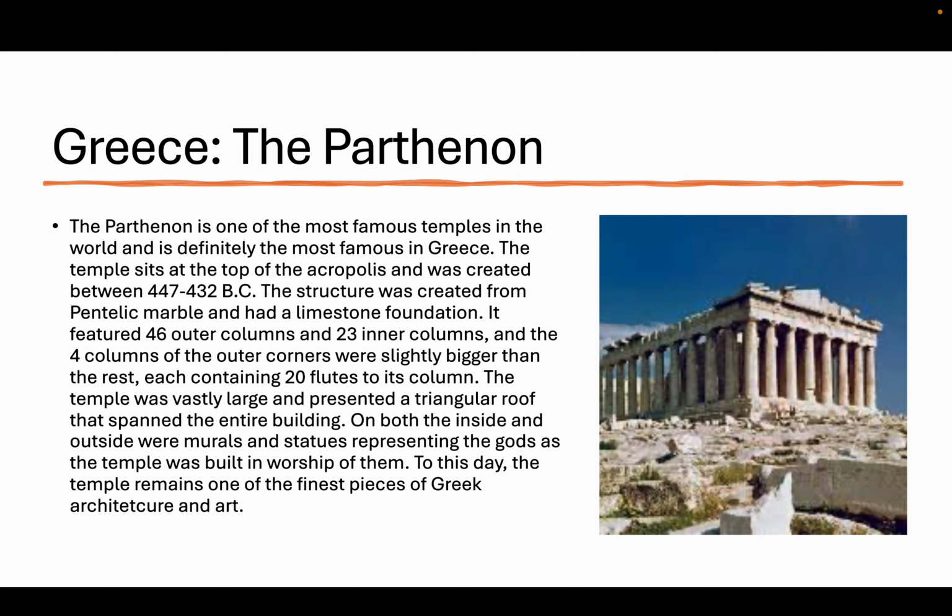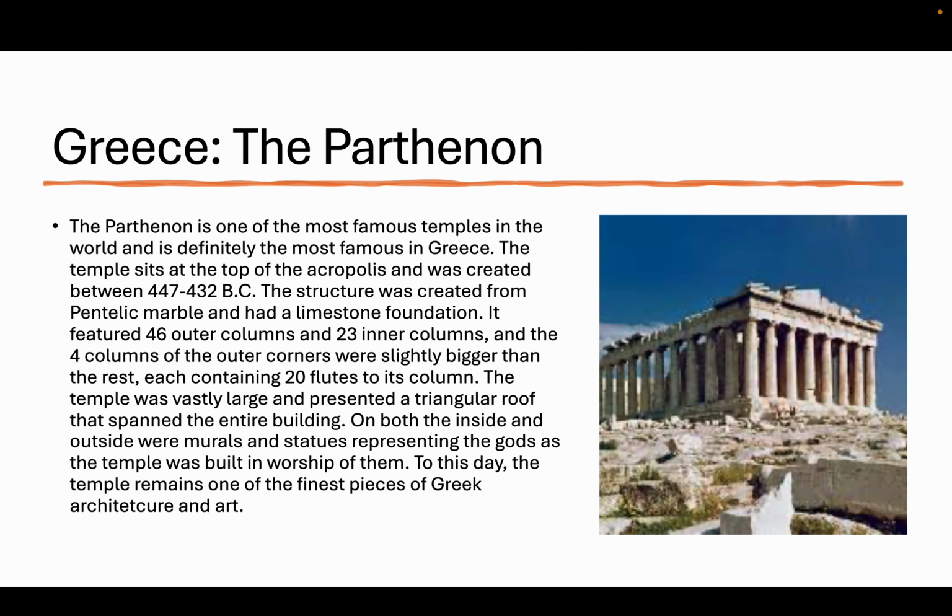In Greece, the Parthenon is one of the most famous temples in the world. It was built upon the Acropolis between 447 to 432 BC. It was created from Pentelic marble and limestone as its foundation. The structure featured 46 outer columns and 23 inner columns, and 4 of the outer columns were slightly bigger than the rest, containing 20 flutes to its column.